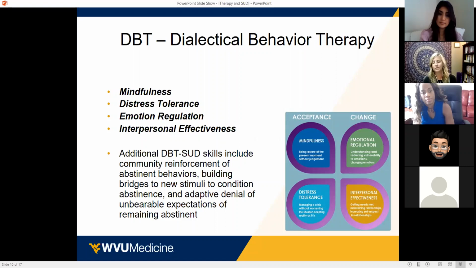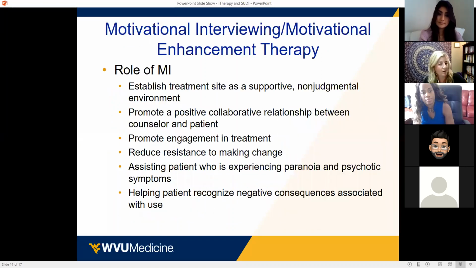And then specifically with our substance use disorder population, we're helping contribute to community reinforcement of abstinent behaviors, helping them build bridges to new stimuli to condition abstinence. I think I only have 1 slide about DBT, but it's another great option for our folks. Next slide, please. I'm going to take a drink of water.